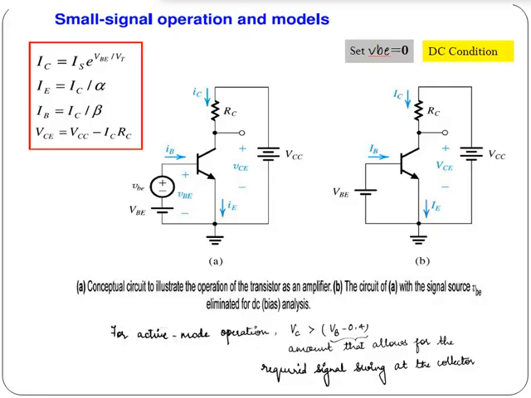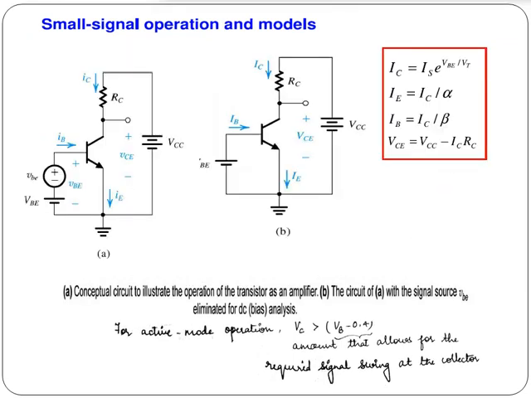So with this basics, let us move on to the small signal operation of the transistor. Figure A shows the conceptual amplifier circuit, and here the base emitter junction is forward biased, and the collector base junction is reverse biased. The collector is connected to the supply, that is VCC, via the resistance RC.